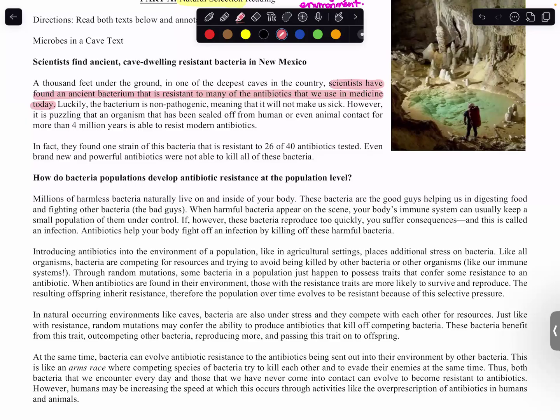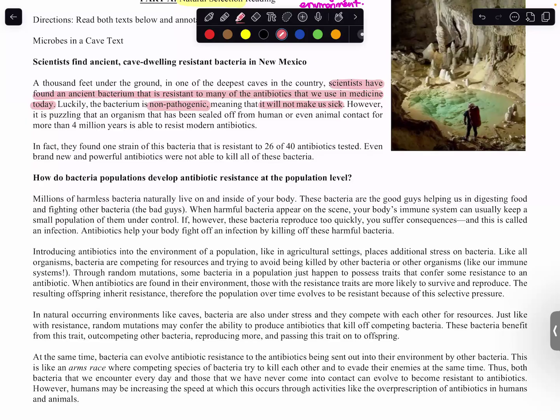It literally didn't die, right? So, I mean, it would go to show that naturally they are resistant to them. Luckily, the bacterium is non-pathogenic, meaning that it will not make us sick, right? So, whew, good thing that even if it does survive and reproduce despite these antibiotics, it's not harmful to us. So, reproduce on, bacteria, do your thing.